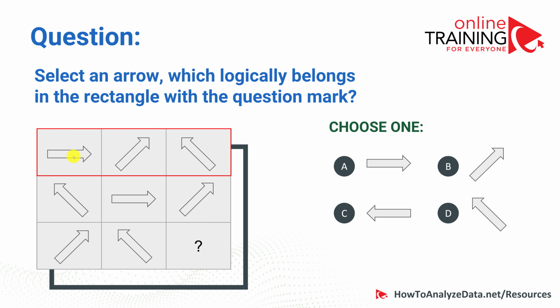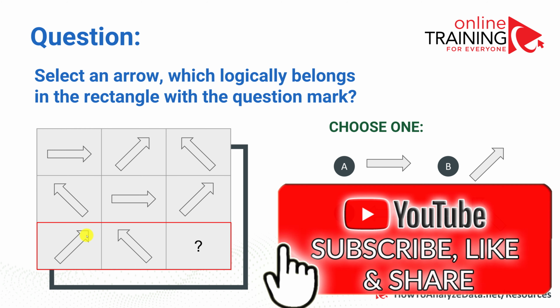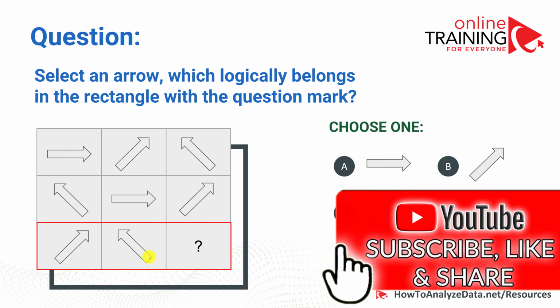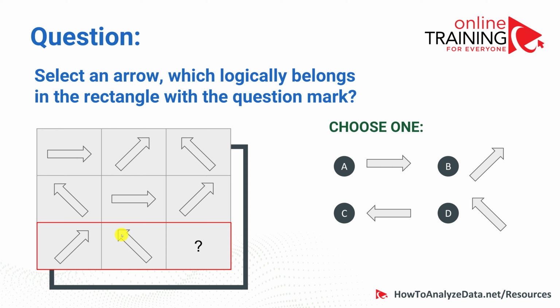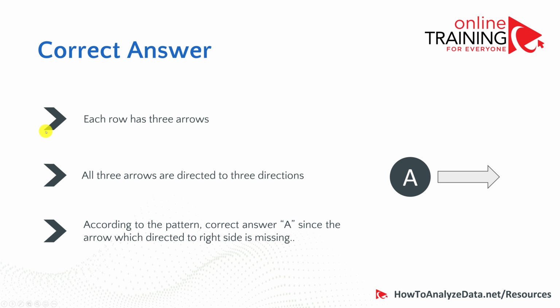In the first row, we have arrow pointing to the right, upper right, and then to the upper left. Then upper left, right, and upper right. So here we have upper right, and then we have arrow pointing to the upper left, and what's missing is the arrow pointing to the right. And that would be the right answer. And the arrow pointing to the right would be choice A. And this is the explanation.